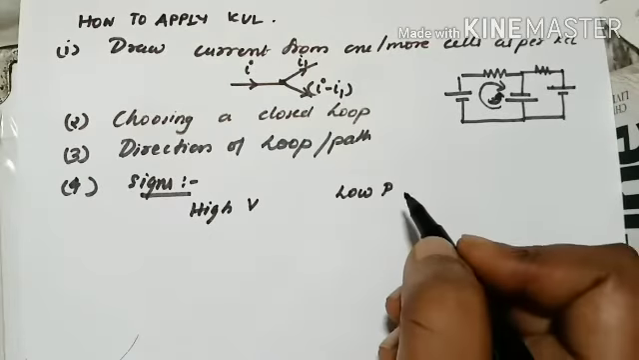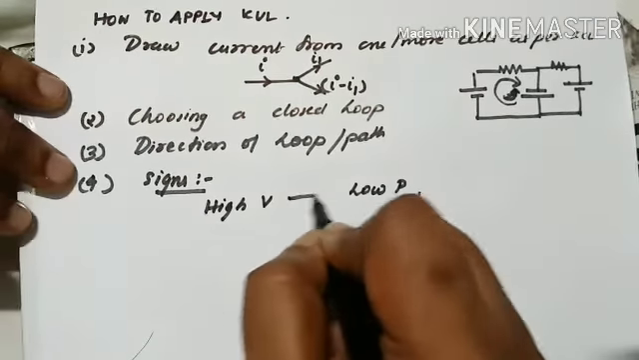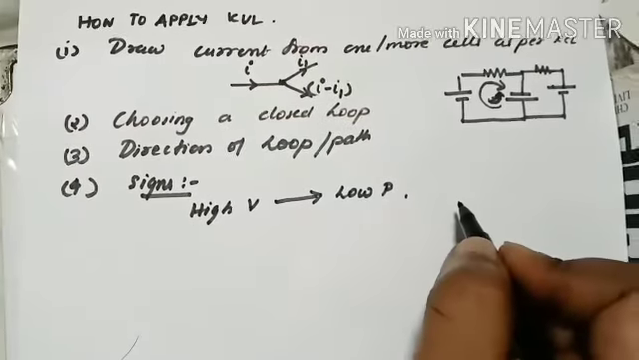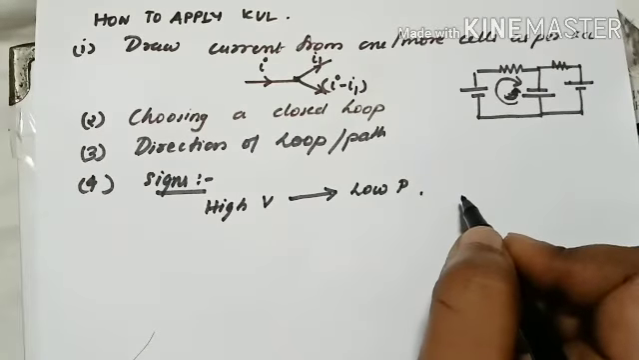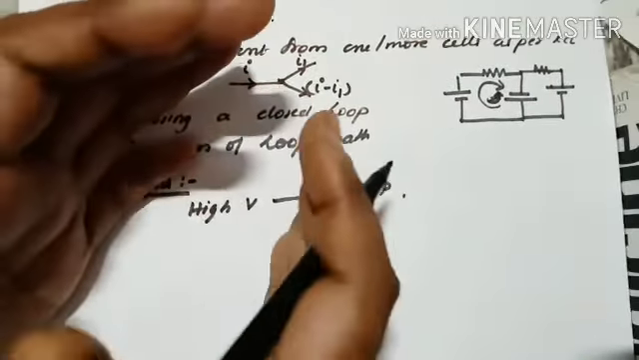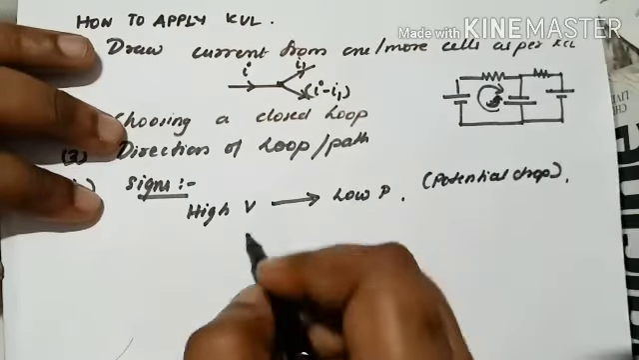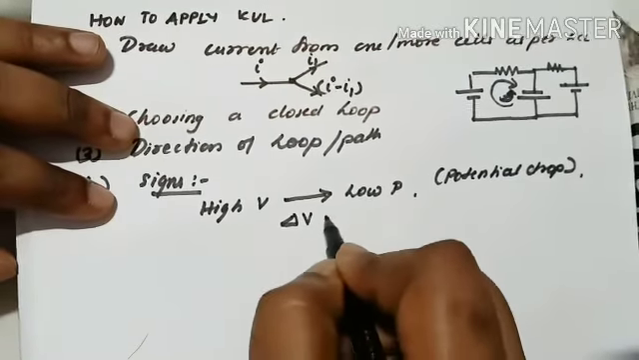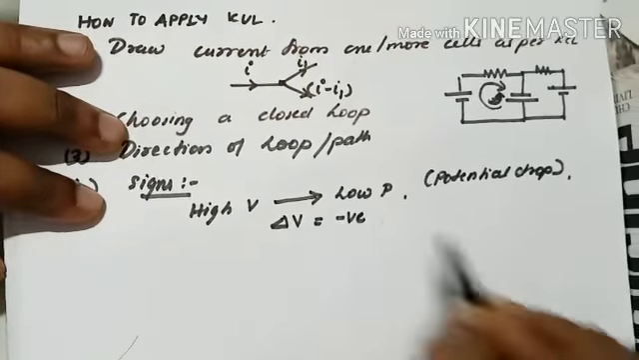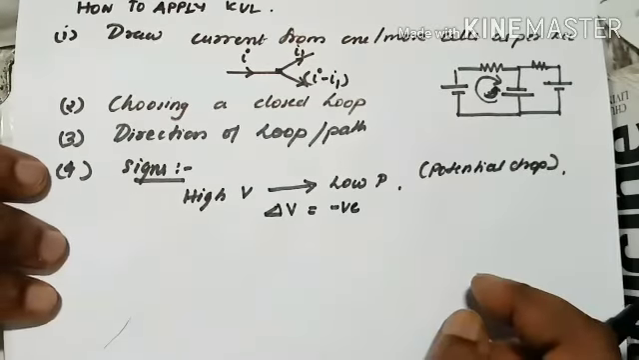What happens if we are moving from higher potential to lower potential? It is a loss, right? I had a lot of money, I lost something, so my income reduced, so that is a loss for me. So I would take it as a potential drop, right? That means the change in potential is negative. This is something which can be understood, right?